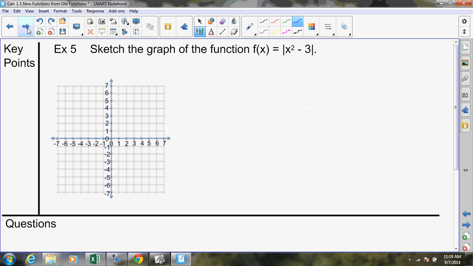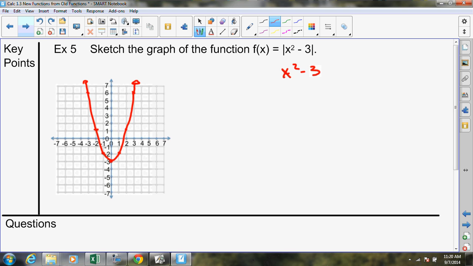Okay, example 5. Sketch the graph of the function the absolute value of x squared minus 3. This one's probably easier if we started by saying, just graph the stuff that's inside. What does x squared minus 3 look like? Okay, x squared, there, and 2 would get shifted down to here, and there, and then 9 shifted downward would be at 6. So I'm filling it in. Here's the graph of x squared minus 3.